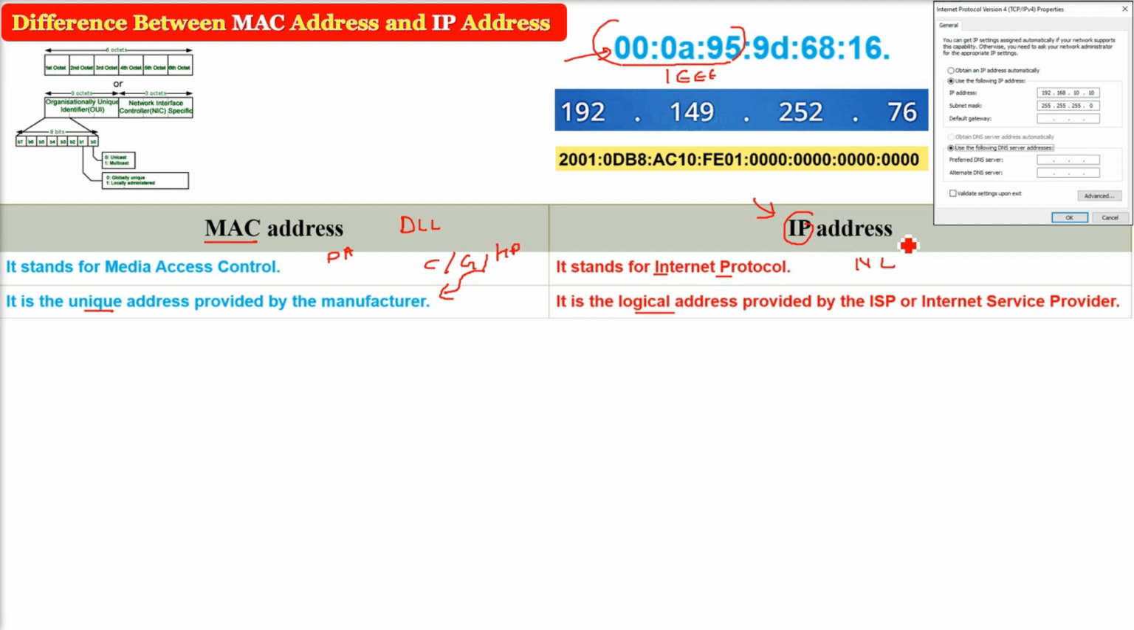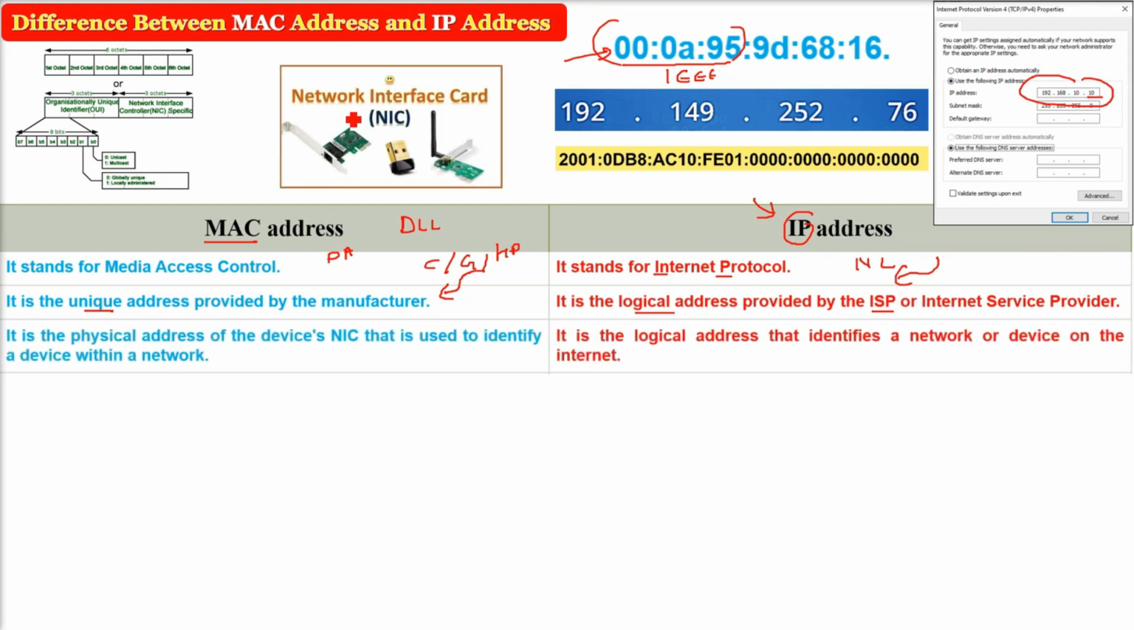When it comes to an IP address, it is a logical address. The internet service provider, the ISP, has given it to us, so it is not a fixed number. You can also get it through DHCP. If you're making a LAN, then you have to give a certain IP. Otherwise, through DHCP or the ISP, you get a public IP. The MAC address, as I said, is a physical address used to identify a device within a network. The IP address does the same thing, but it is a logical address. It also identifies a network or device on the internet.